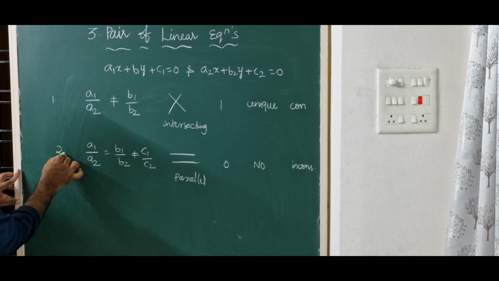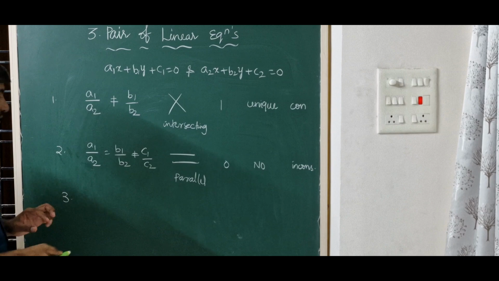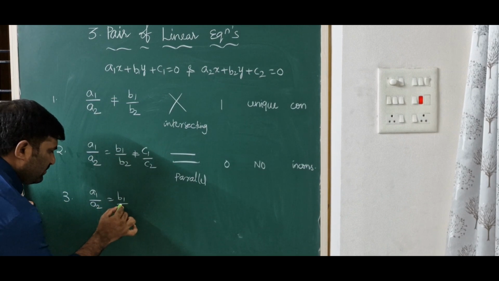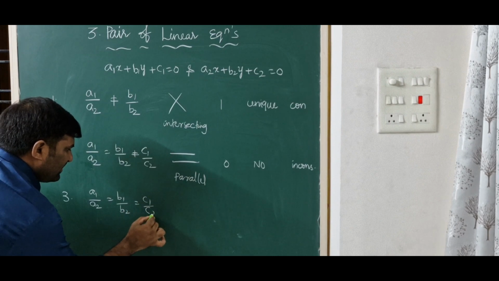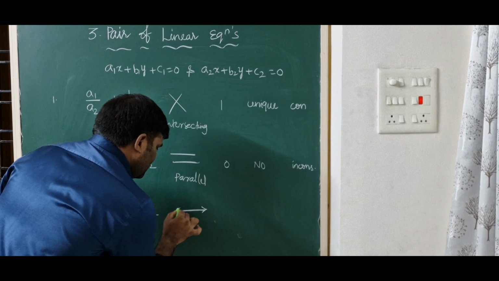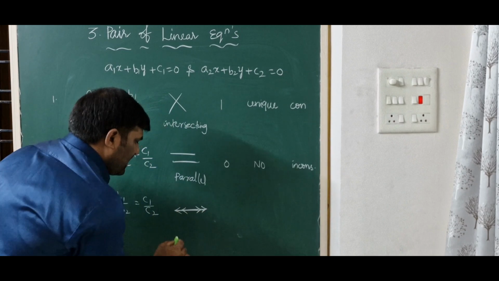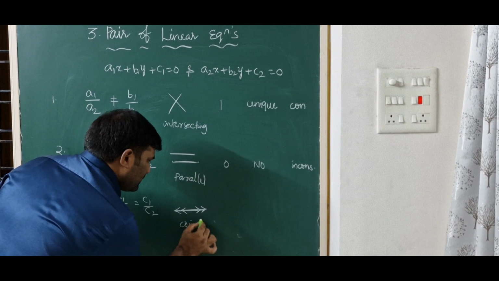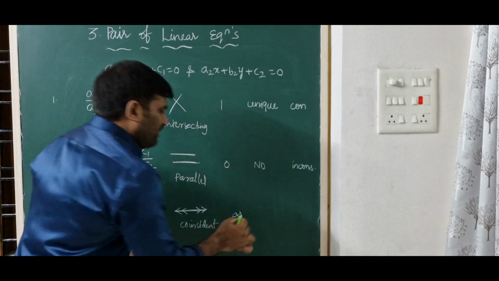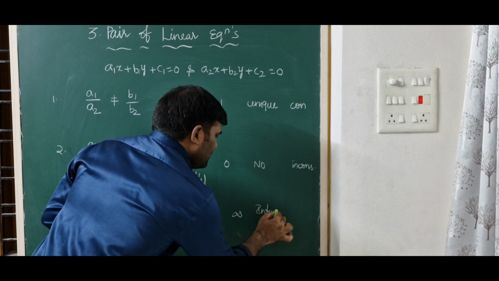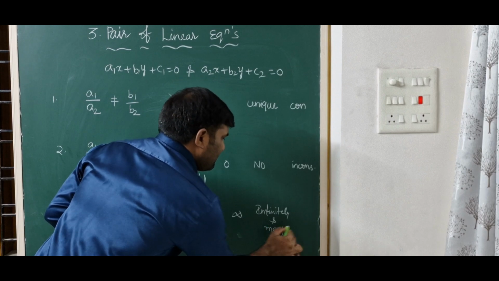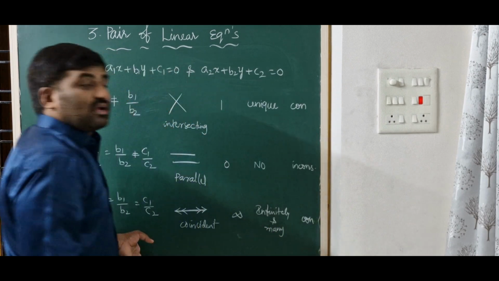Next, the third condition. The first condition is this, the second is that, and the third condition is when all three ratios are equal: a1 by a2 is equal to b1 by b2 is equal to c1 by c2. When the three ratios are equal, we can say that the lines are coincident, which means one line is lying on the other line. When the lines are coincident, there are infinitely many solutions, and the lines are consistent.